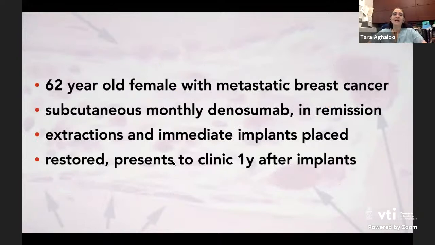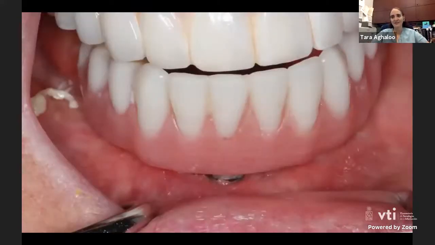So this is a patient of mine with metastatic breast cancer. She's getting monthly denosumab. She's in remission with her cancer, but still receiving the anti-resorptives. And so she somehow, I'm not sure how, had a full arch of implants. Okay. And then she comes to see me a year after the implants are done. Not done by me, obviously. So you can see she has a hybrid prosthesis on implants, even though she has metastatic breast cancer and is on a monthly anti-resorptive. So first of all, a no-no. Okay. That should not have been done.